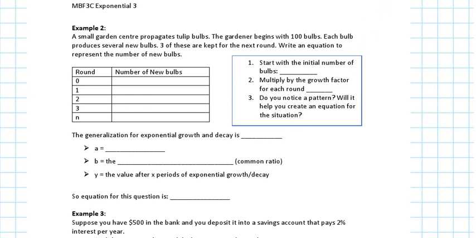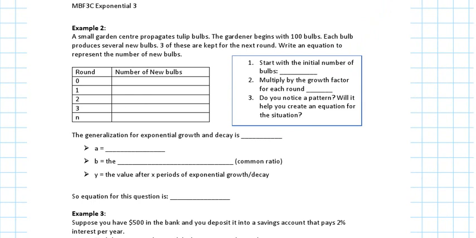Write an equation to represent the number of new bulbs. So what am I starting with here? 100. Are we starting with 100 bulbs? Yes, right? Because if you look at this, the gardener begins with 100 bulbs. What do we call that?